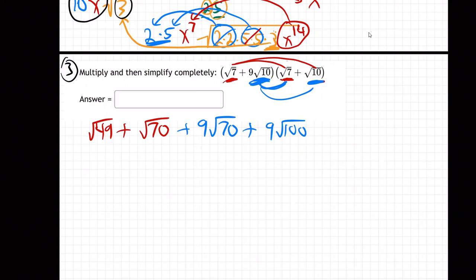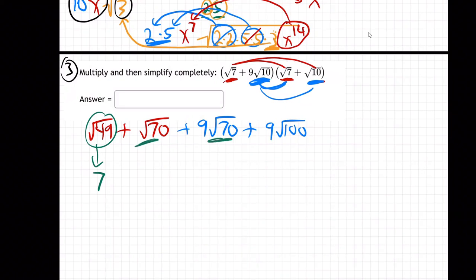Now, we can simplify this a little further, can't we? What is the square root of 49? That's just 7. No more root, right? Whenever you root a number, the root vanishes. He does his job and vanishes. What about these two in the middle?